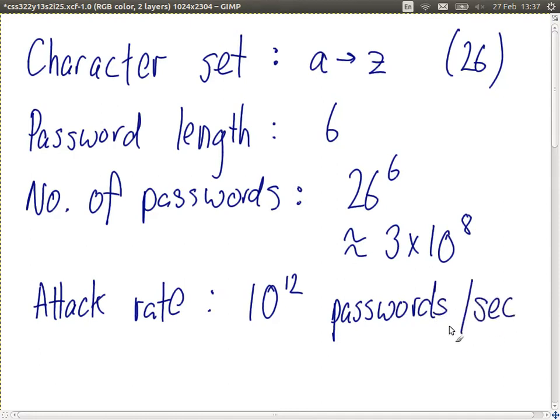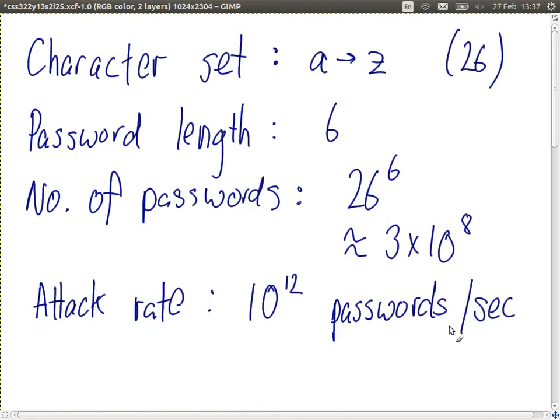The attacker has a computer, and what their computer does is try passwords to log into your computer system, trying random passwords at a rate of 10 to the power of 12 passwords per second.